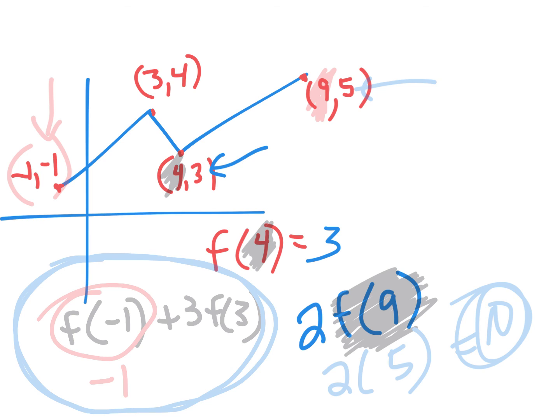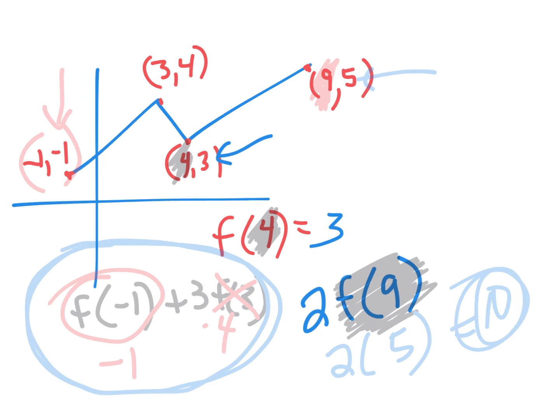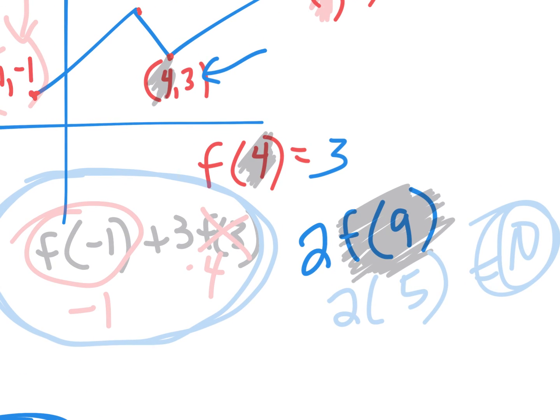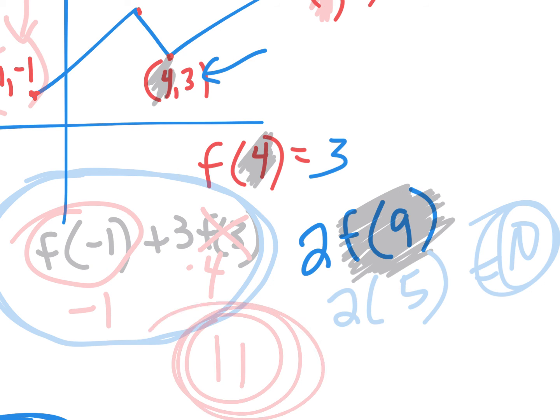Hazel, what's f of 3? Just the f of 3. 4. And then you do 3 times that. 12. And then you put it with the -1. 12 with the -1 makes 11. Who had an 11 for your answer?